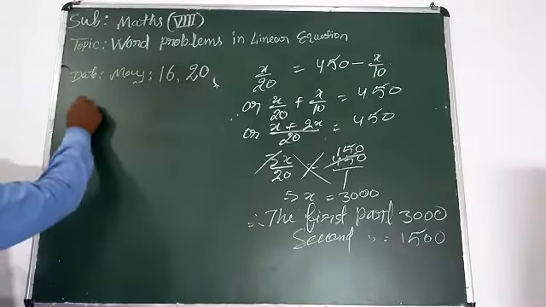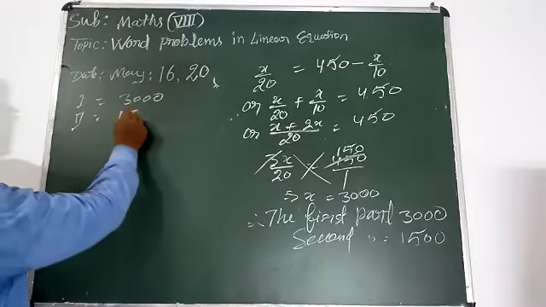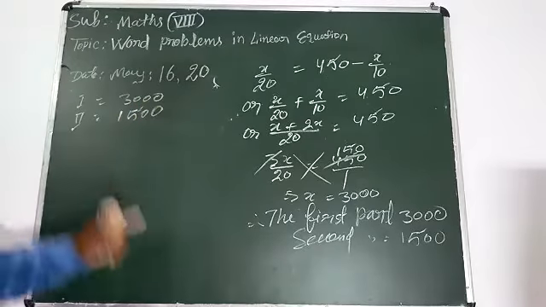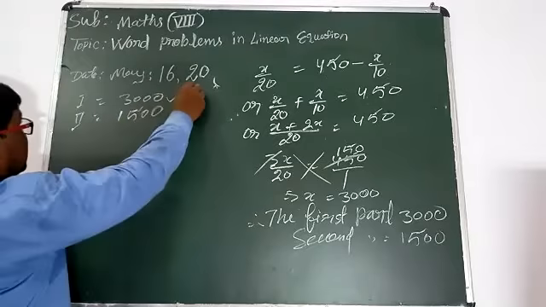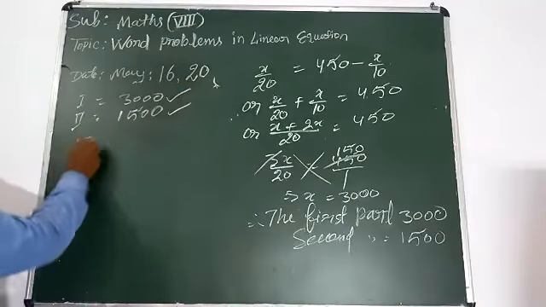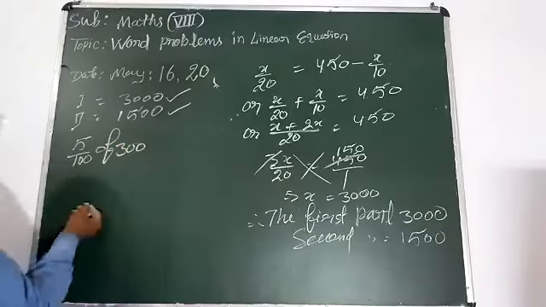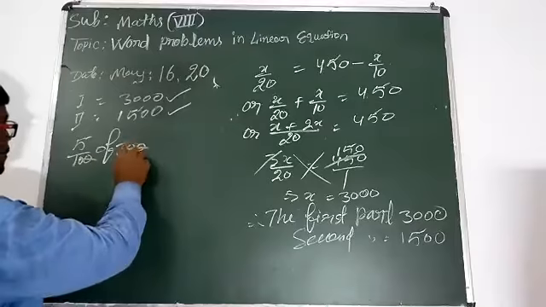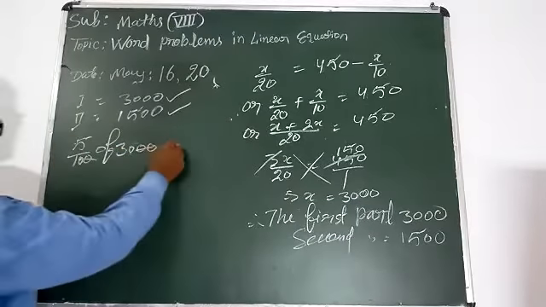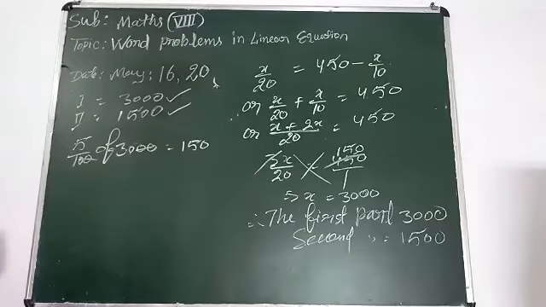First part is 3000. Second part is 1500. You want to check the solution. How? According to the condition. The condition is 5% of the first part equal to 10% of the second part. So 5 upon 100 of 3000. Double zero, double zero cancel. 5 times 30 is 150.